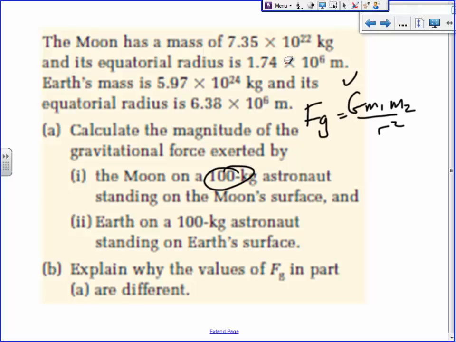Okay. You guys are good? Okay. Tomorrow we have one more formula to cover. It's really not all that much.